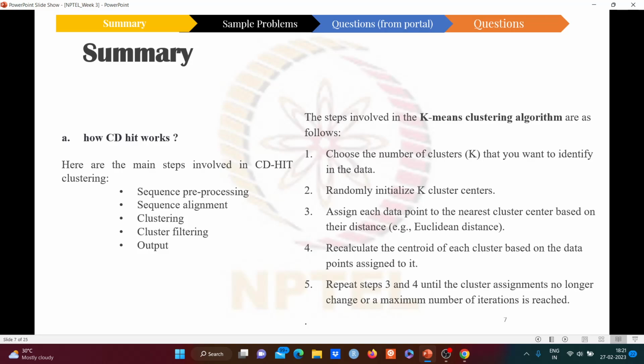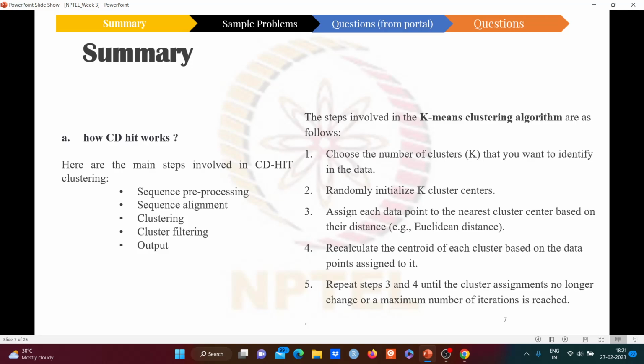Once this assignment has been done, there is a process called recalculating the centroid of each cluster based on the data points assigned. So this means that the new centroid becomes the cluster center now. Steps 3 and 4 are repeated until the cluster assignment no longer changes or a maximum number of iterations has been reached.